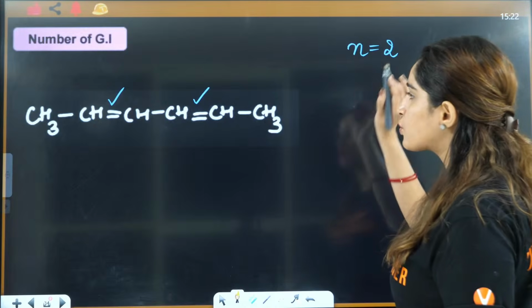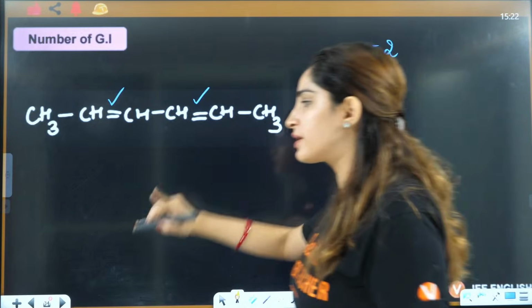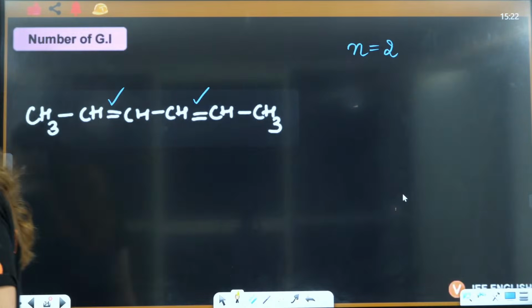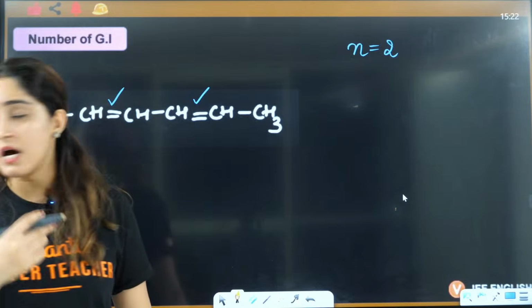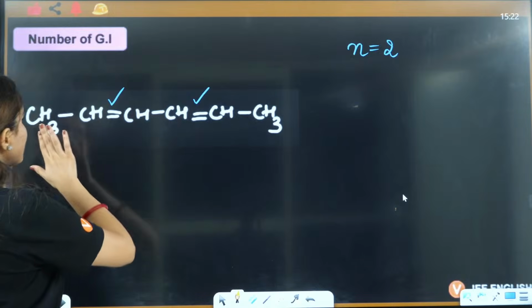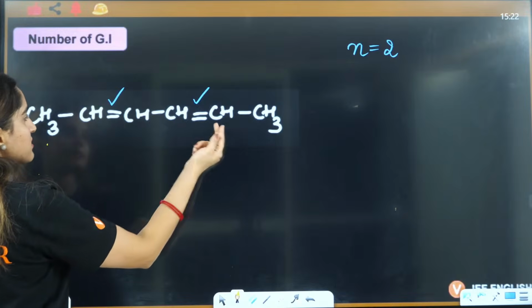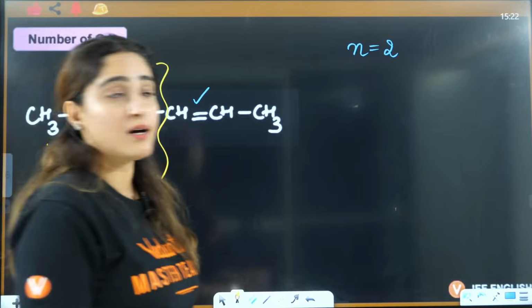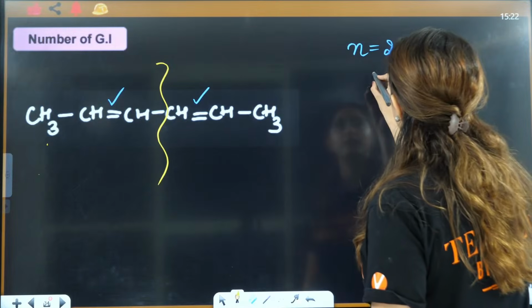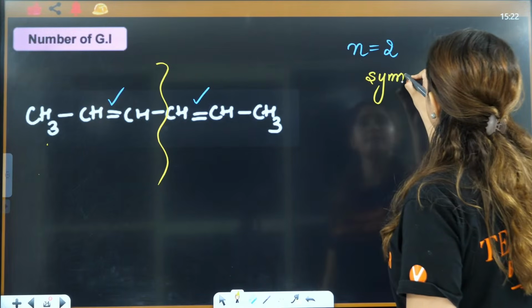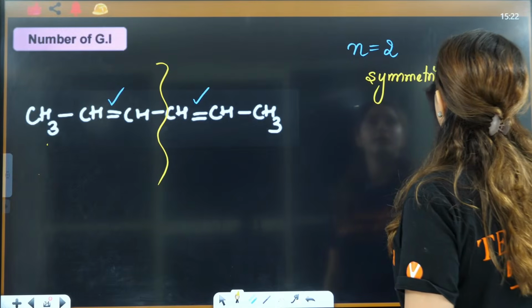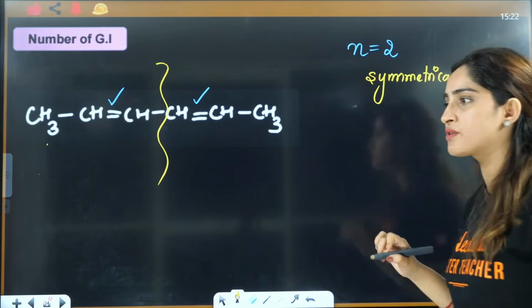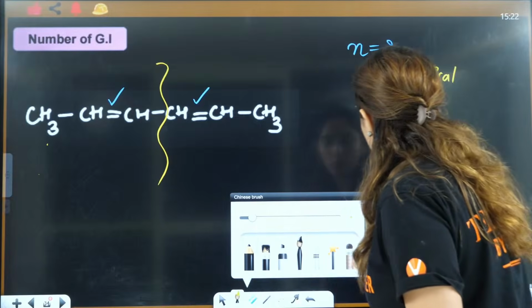So n is 2 here. Now tell me, is this symmetrical or asymmetrical, guys? Is this symmetrical or asymmetrical? Can you see CH3, CH3, yes, CH, CH, yes, CH, CH, yes, right? That means this is a symmetrical structure. Can you see this is a symmetrical structure? If you have a symmetrical structure, then what are you going to do here?